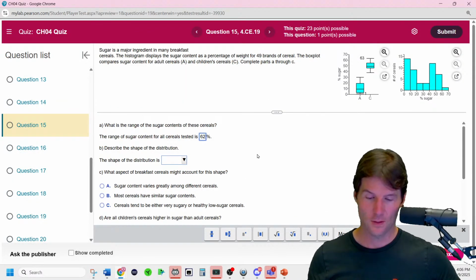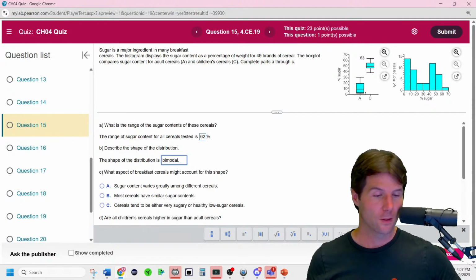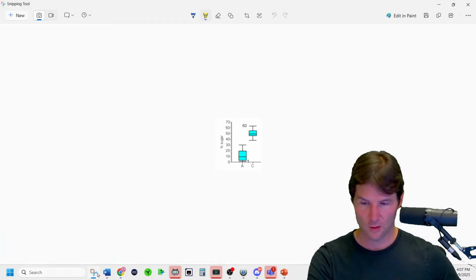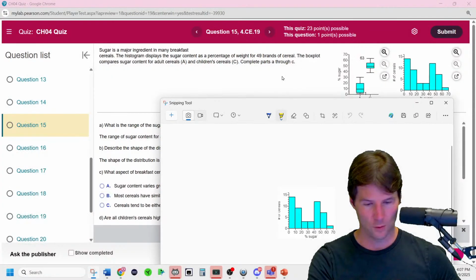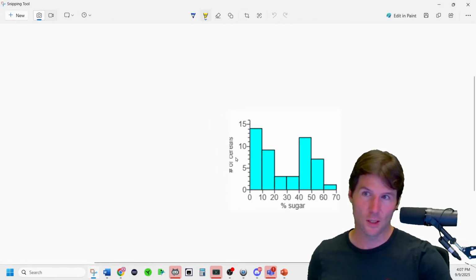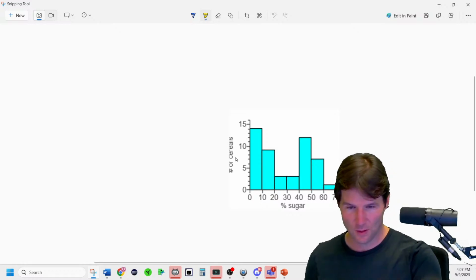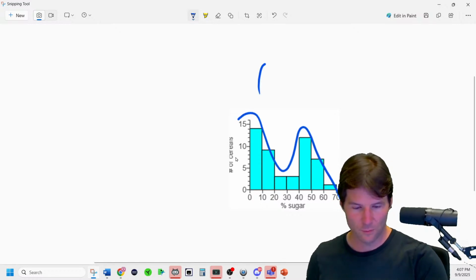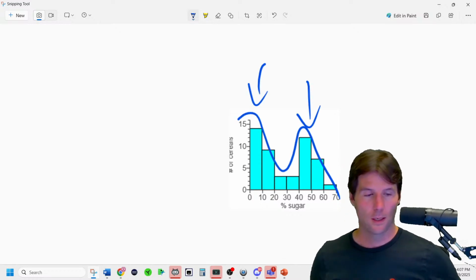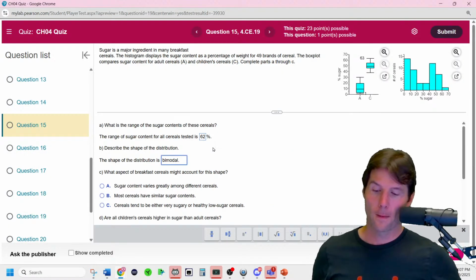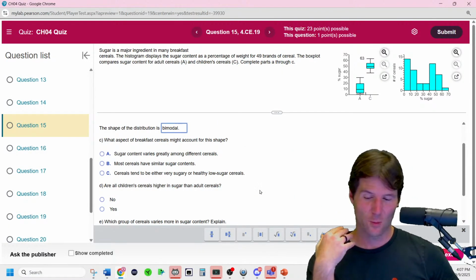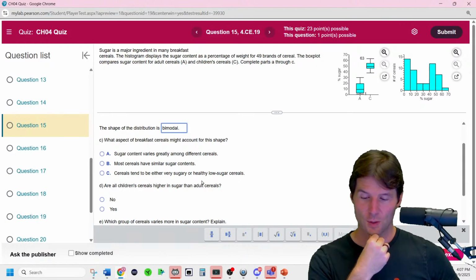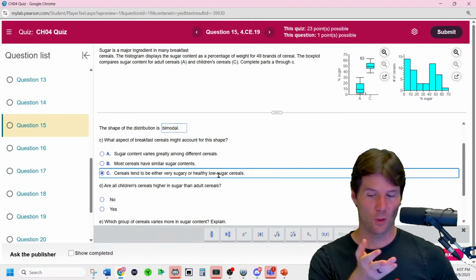And the shape of this data over here is very, very bimodal. There's 2 peaks. You can see here peak 1, peak 2. So we have bimodal data. And now let's see what else we ask. What might explain this? Well, some children's cereal and some adult cereal are more sugary and less sugary. So cereals are either very high sugar or low sugar.